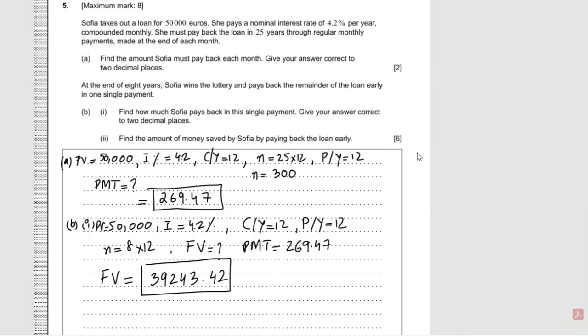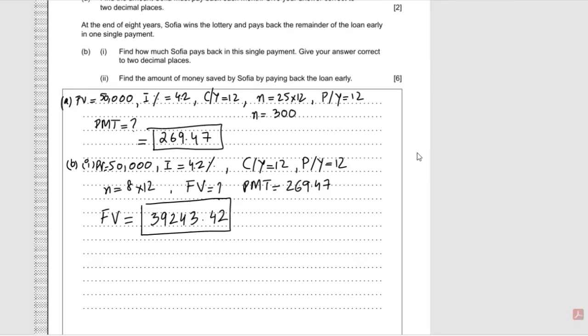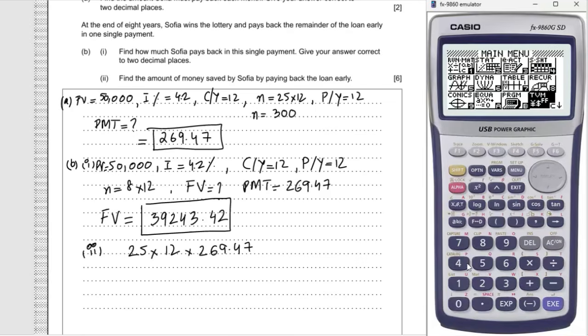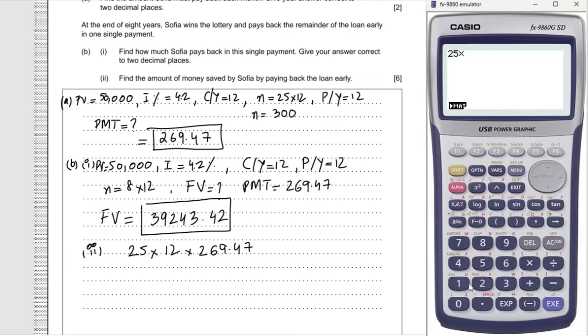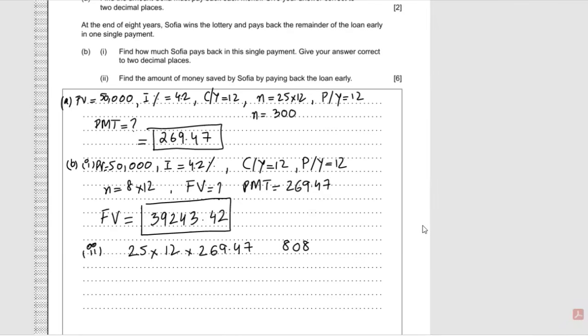Okay, part B2. Find the amount of money saved by Sophia by paying back the loan early. Okay, so let's see what just happened. She was supposed to give 25 years of monthly payments of 269.47. Okay, so let's see how much she originally had to pay. 25 times 12 times 269.47. So 80841. This was like the complete payment.